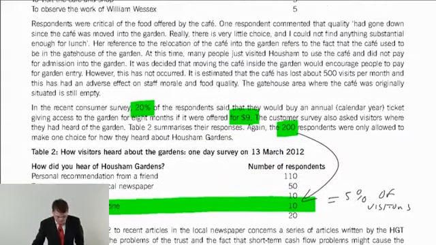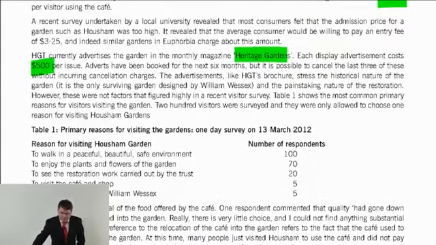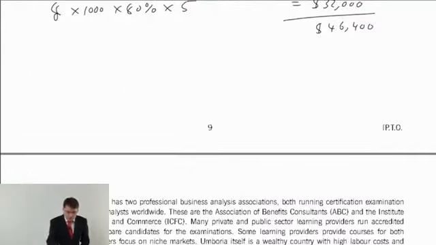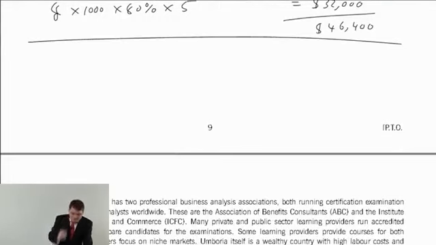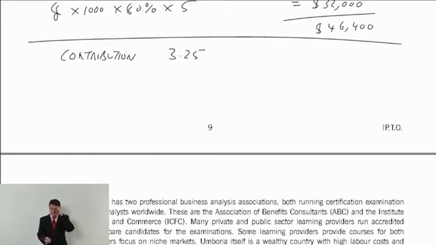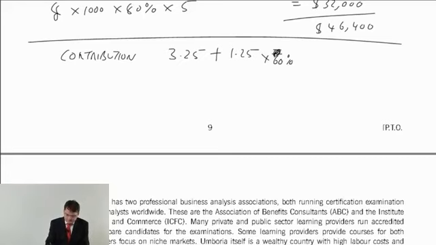And my favourite one that I'm just going to finish this little section with is the fact it says the average consumer would be willing to pay an entry fee of $3.25. Now, this is something your examiner has done a lot in different exam questions. Look at the contribution that they're going to get. If everybody only pays $3.25, they get the $3.25. They get $1.25 from 60% of their customers, because only 60% of them go and visit the cafe. So on average, they are going to get $3.25 plus 60% of $1.25, they're going to get $4 altogether.